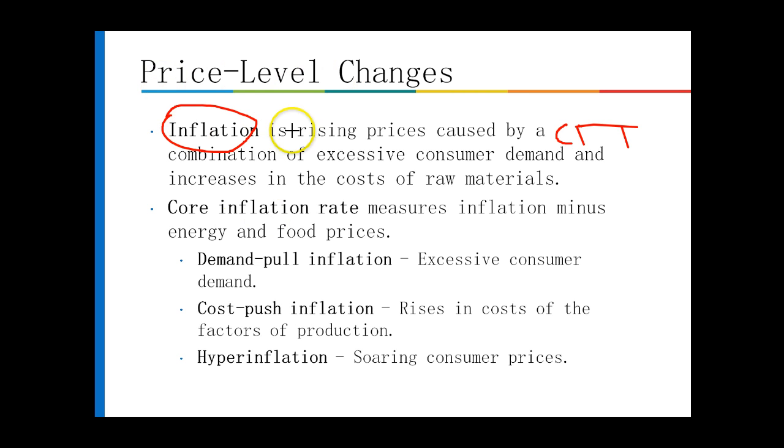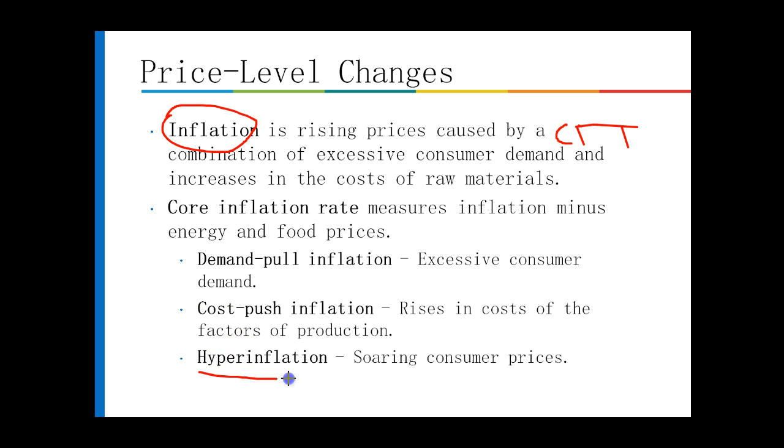So when we see price level changes, we're going to have to make certain that we're dealing with true inflation, which is going to be the combination of excessive demand and increasing cost of raw materials. It's also going to deal with demand pull inflation, which is more on the demand side, more excessive customers wanting a product and a limited supply of that product. Then the cost push is going to be the cost. How much is going to get more expensive? It's more costly to produce the same item that you did 2 years ago.